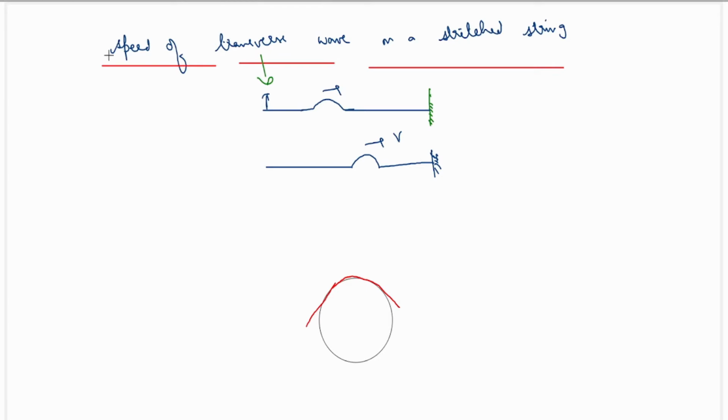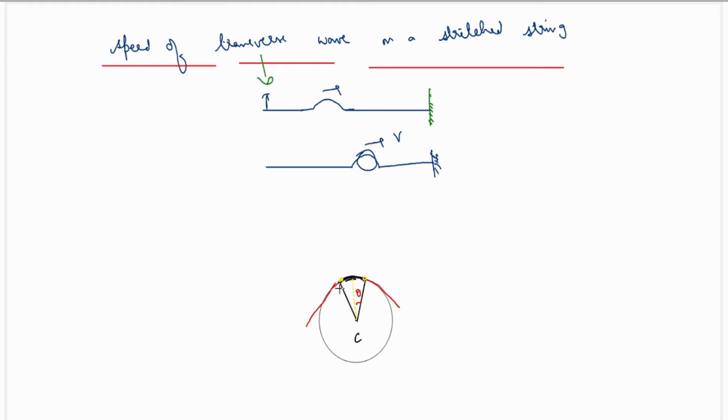Then we can assume that a small part of the string is like part of a bigger circle. So let's take a small portion of this string. Since we assume that this is part of a circle, it will have a center called point C. Let's mark the two extreme ends of the element taken. We consider a small element given here. Let's draw a line passing through the center of this element. Let the angle made here be some theta.